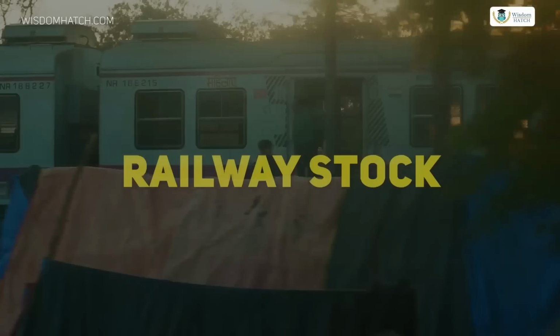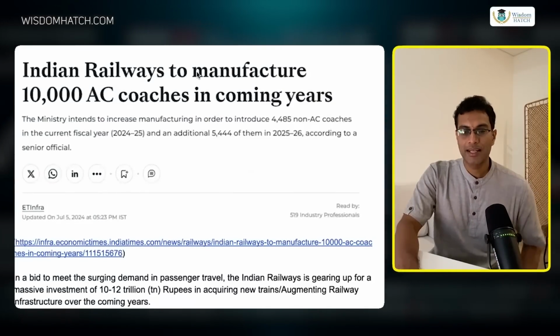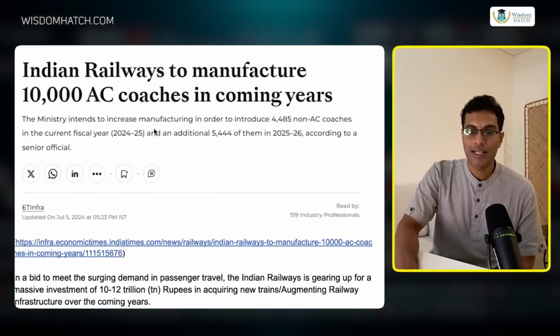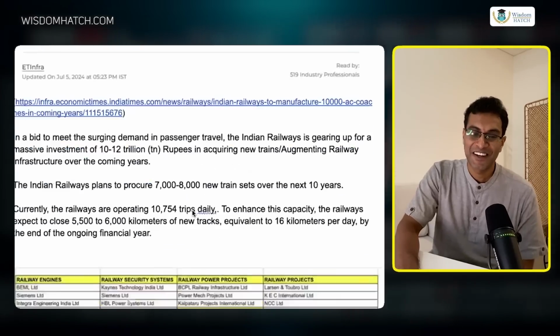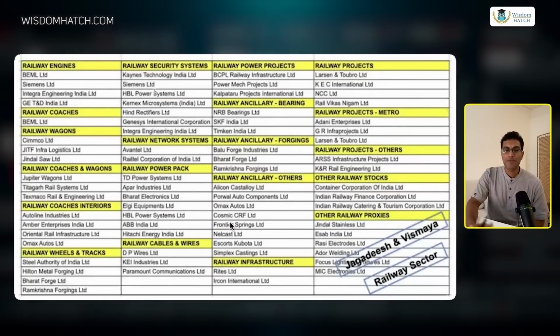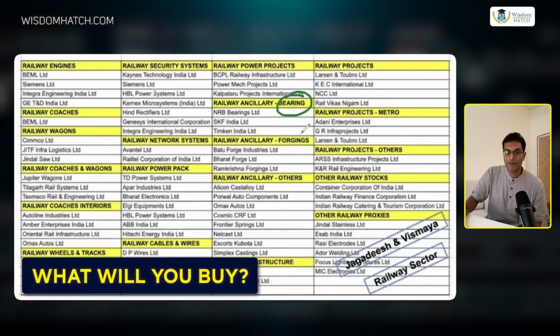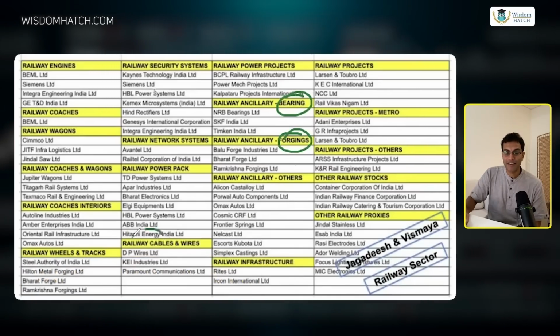Now let's talk quickly about railway stocks. Now see guys, basically these type of headlines will come that hey, Indian Railways to manufacture 10,000 AC coaches. So आप भाग के सारे stocks खरीद लोगे. Now the problem is that here is the universe of railway stocks. Now इसमें से आप क्या खरीदोगे, right? For example, will you buy bearings, right? Or will you buy forging companies, or will you buy railway cables, wires?